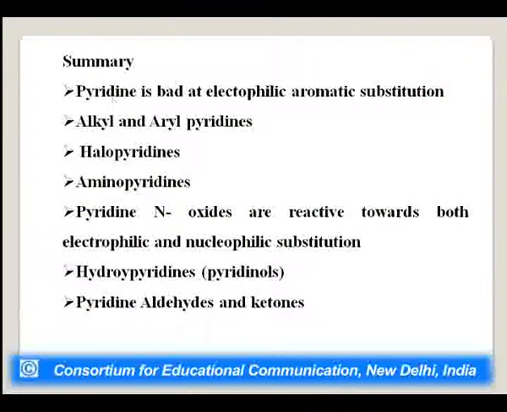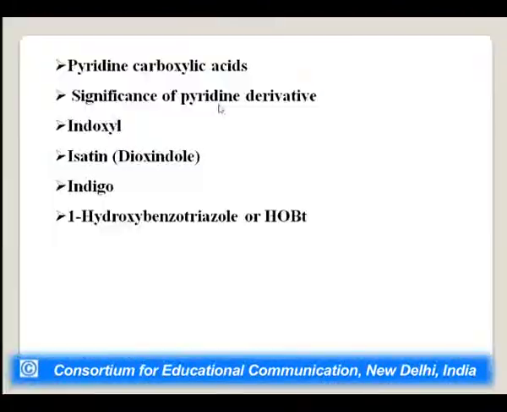So, we have discussed the derivatives of pyridine, and we have discussed the indole derivatives, and this is the summary. We have discussed the electrophilic substitution reaction of pyridine. We have discussed the derivatives of pyridine: alkyl, aryl, halopyridine, aminopyridine. We have discussed the structure of pyridine N-oxide and why it is good in both kinds of reaction, that is, electrophilic as well as nucleophilic reaction. We have discussed hydroxypyridine, pyridine aldehydes and ketones, pyridine carboxylic acid, the significance of pyridine derivatives, and the derivatives of indole also, for example indoxyl, isatin, indigo and HOBT.